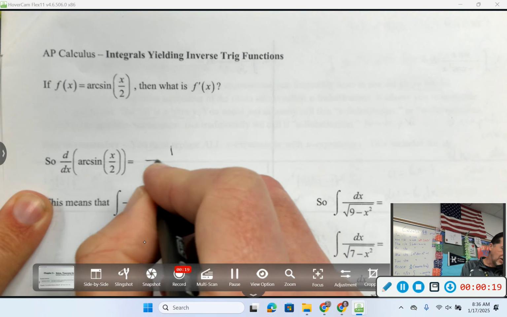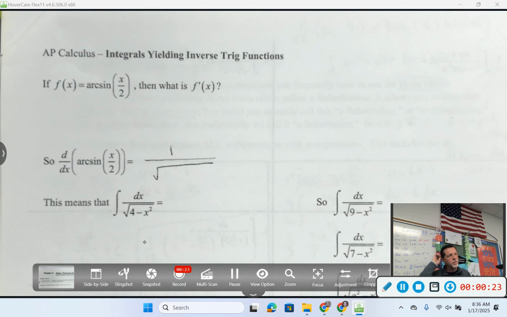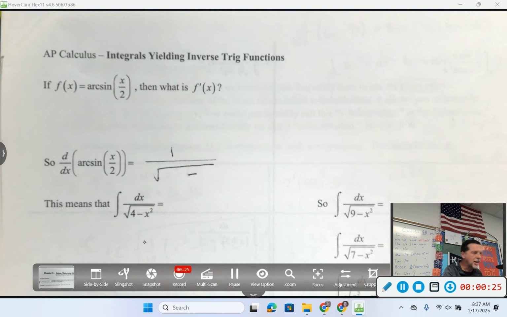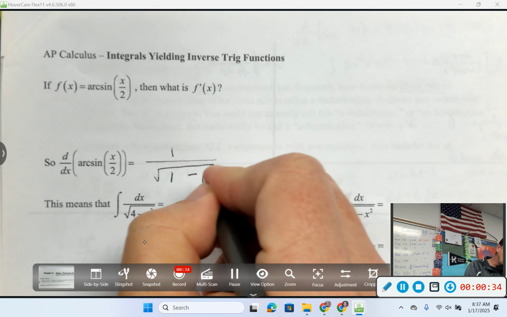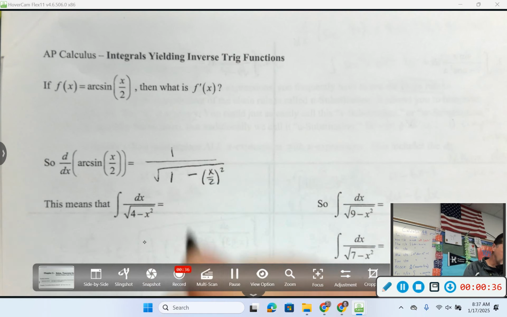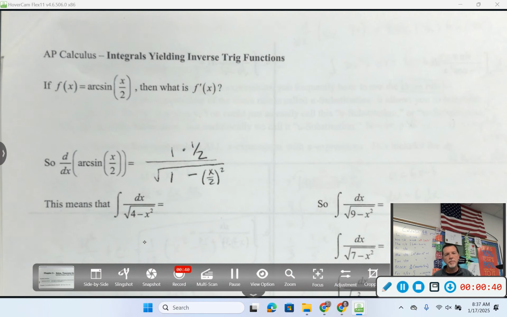So let's see, arcsine definitely has a square root in the bottom. It has a minus sign. And arcsine, sine is always between -1 and 1, so it's a small number, so I'll do 1 minus the argument squared, and then times 1/2 for the chain rule. Okay, as a safe stop, that's fine.